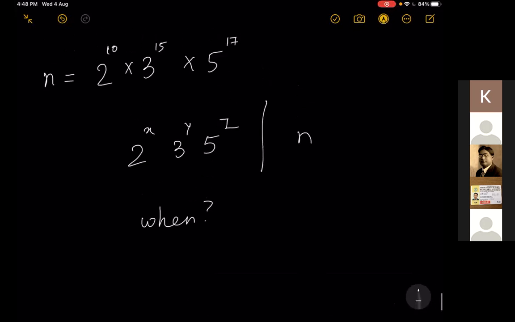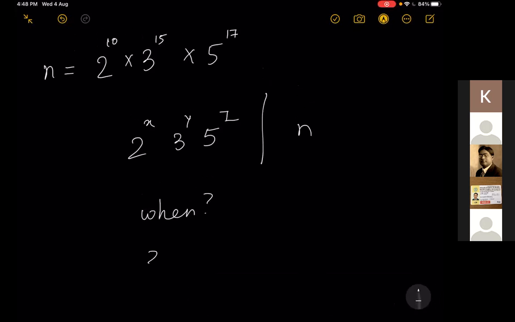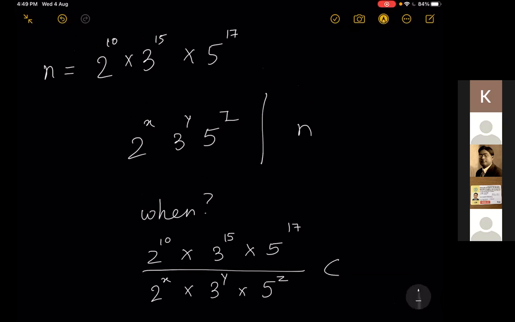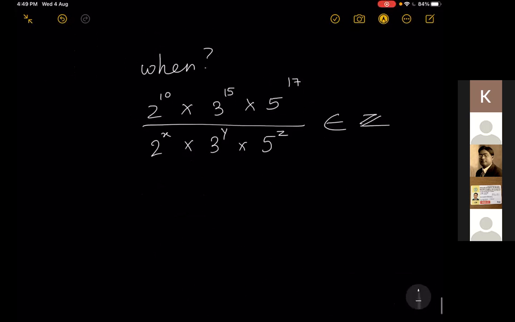Okay, so if n divides this, then n by this is an integer. So 2 to the power 10 into 3 to the power 15 into 5 to the power 17 divided by 2 to the power x into 3 to the power y into 5 to the power z is an integer. When is this an integer? When they will perfectly cancel away, right? If there is something remaining, then it cannot cancel, and there will be a denominator which is greater than 1, and it will become a fraction, right?